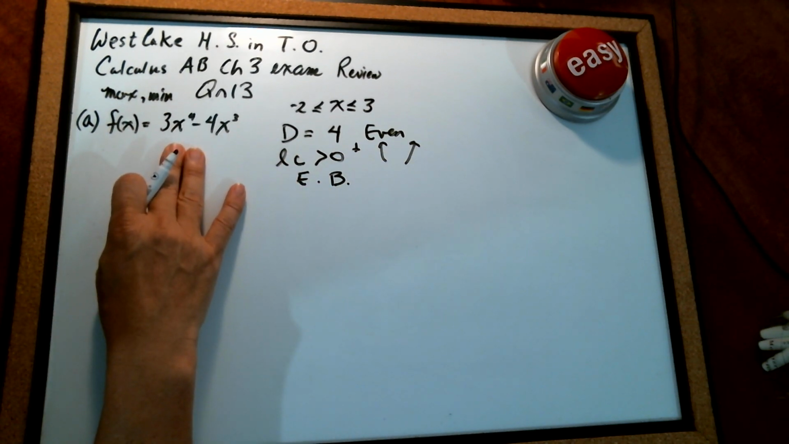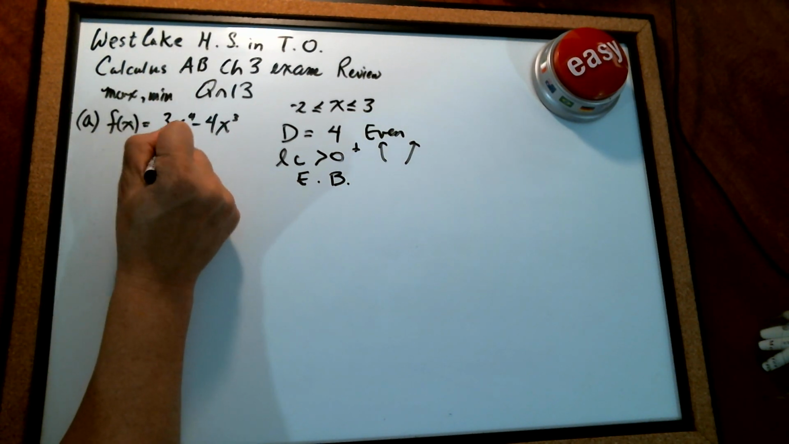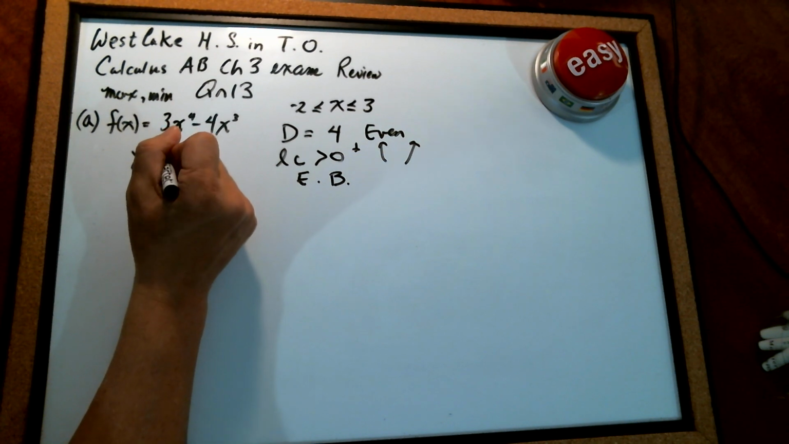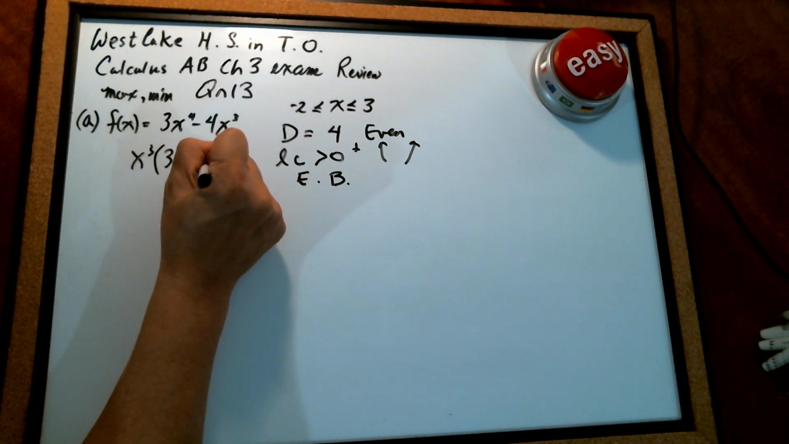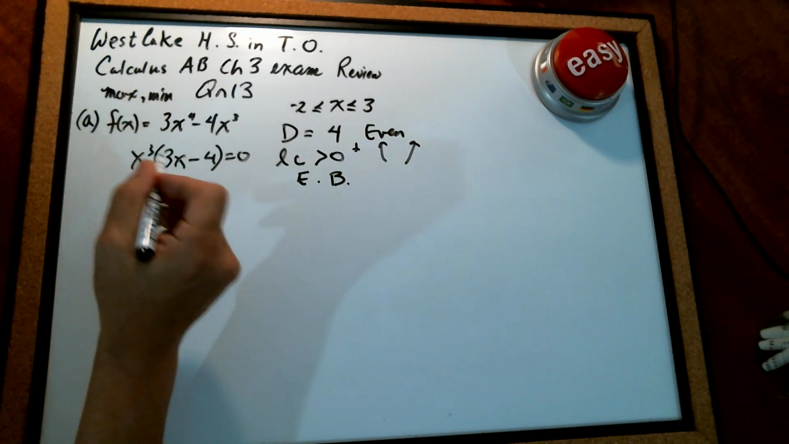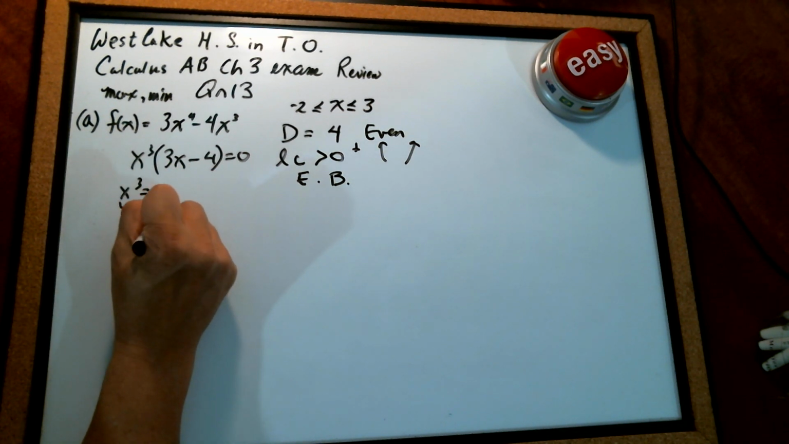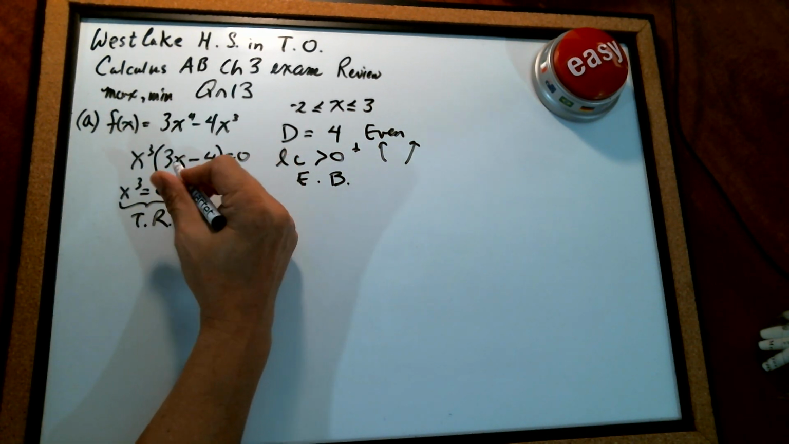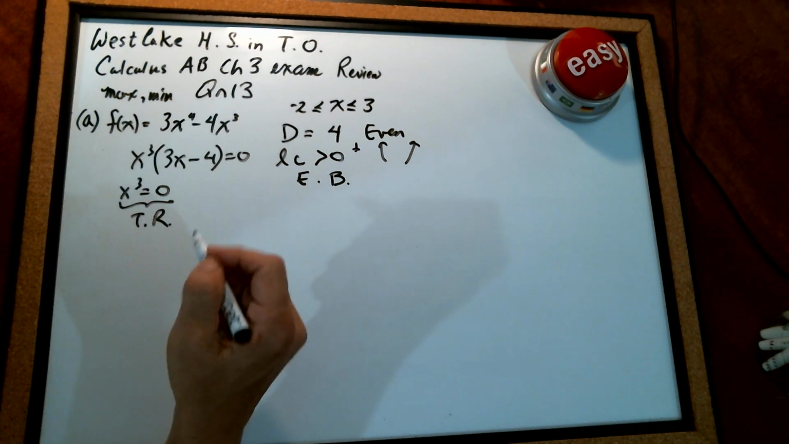Before I actually try to find the derivative, I'm going to factor out x cubed right there and find the roots first. So if I take out x cubed, I have 3x minus 4. I'm finding the roots. x cubed equals 0. That means there's a triple root at x equals 0. I hope you know what a triple root behavior looks like from pre-calc.